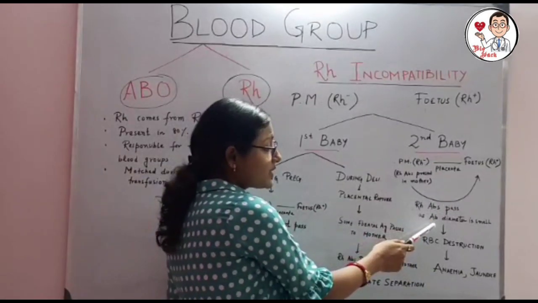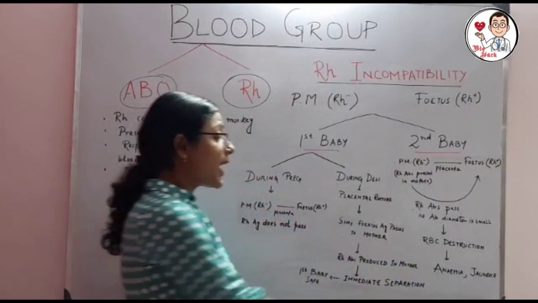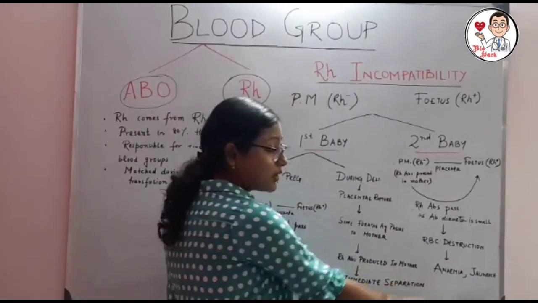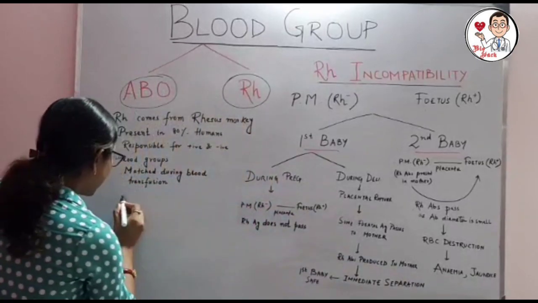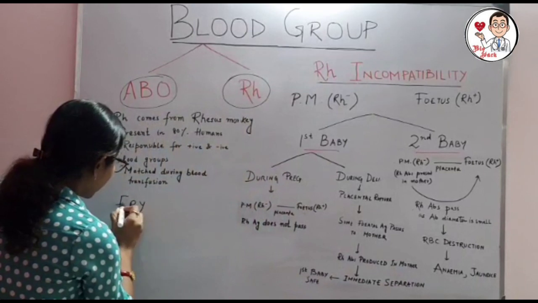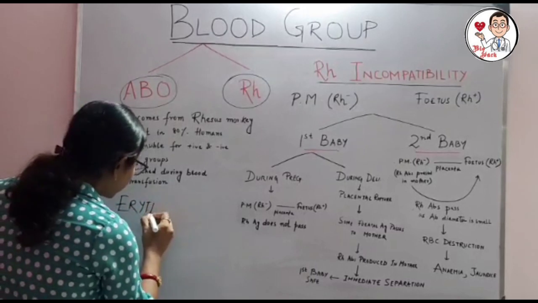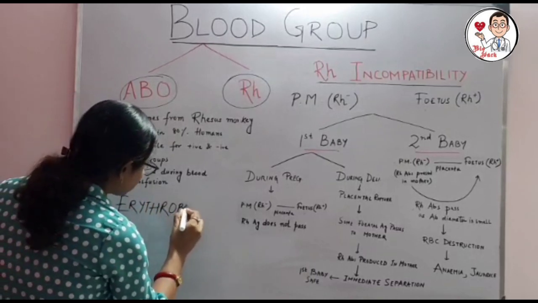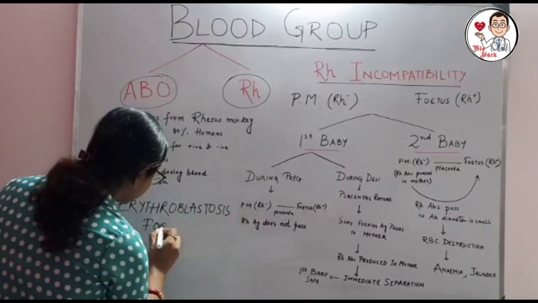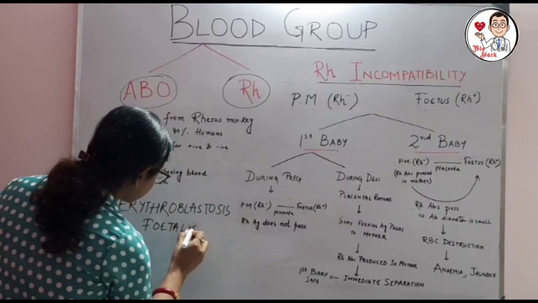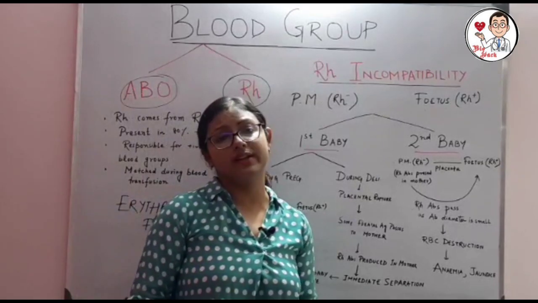Okay. So what happens next? RBC destruction occurs. RBC is destroyed, and this causes anemia and jaundice in the baby. Okay. This disease is called erythroblastosis fetalis.